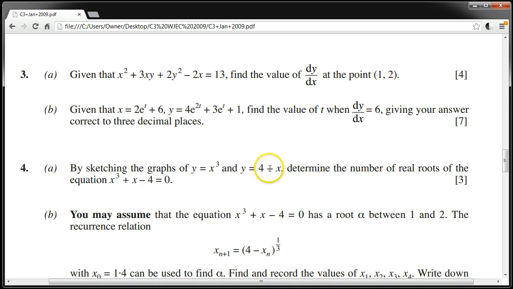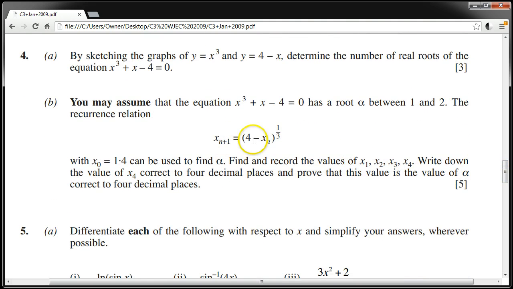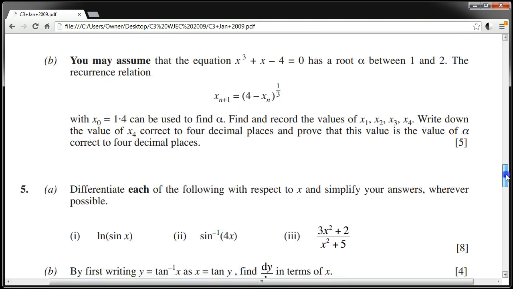Sketch of this graph and that graph, straight line and cubic, easy to draw, and then we can clearly see when we rearrange these two things when they cross, there's going to be one solution here, and then we just use this recurrence relation here to establish the value of the root. So we get the first 4 values when we start with x0, then we get these subsequent 4 values here, and then we verify that x4 is the value to 4dp. Okay, that's a fairly standard question.